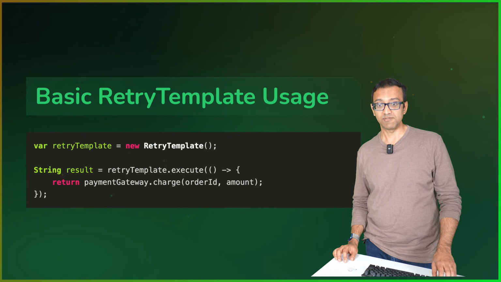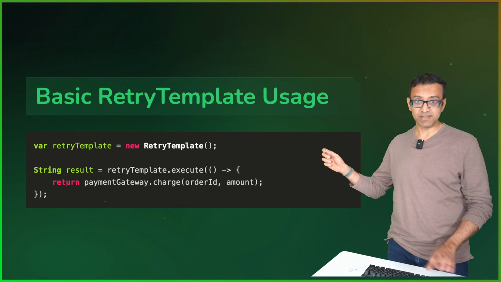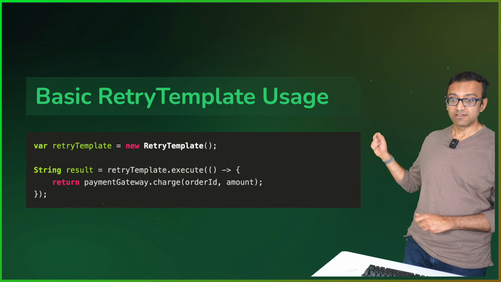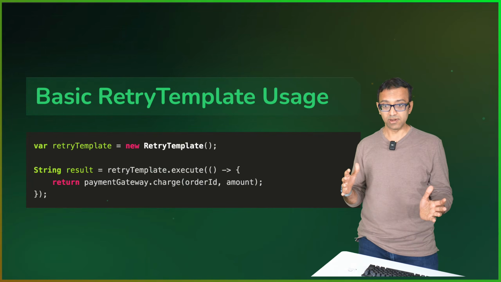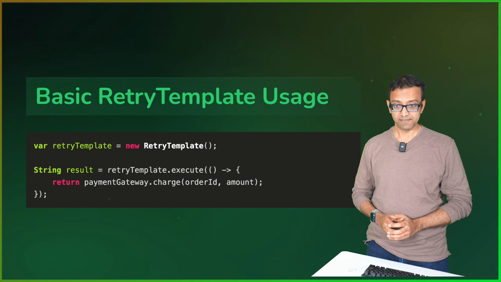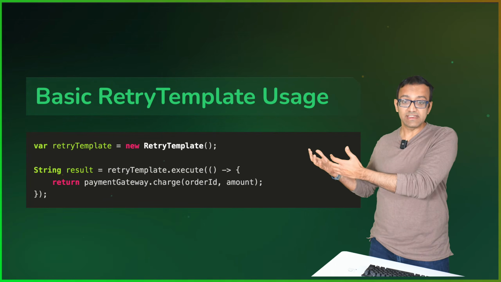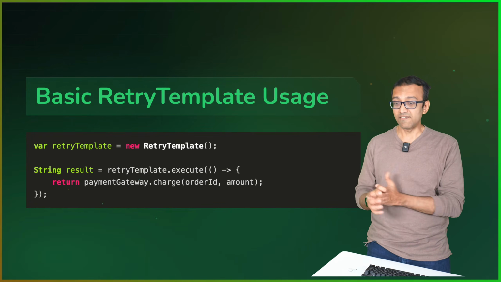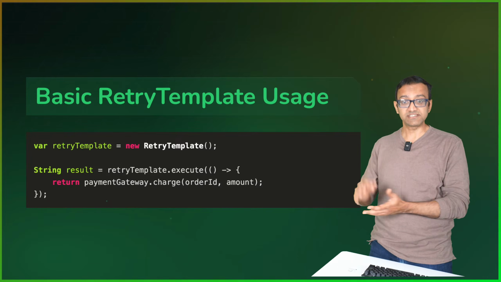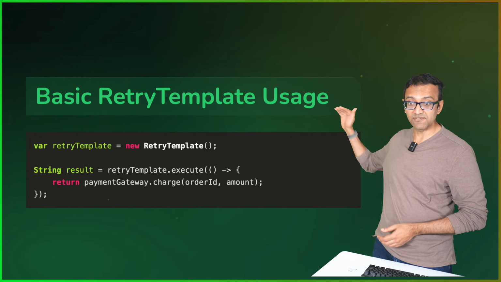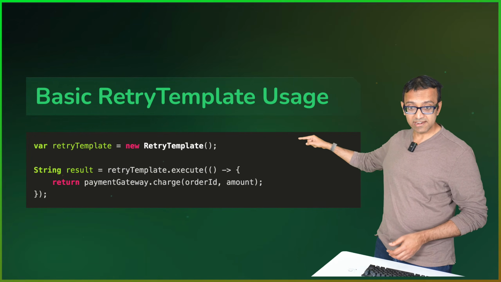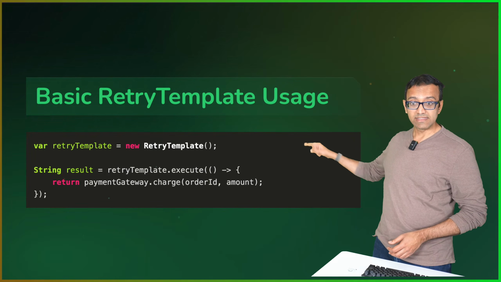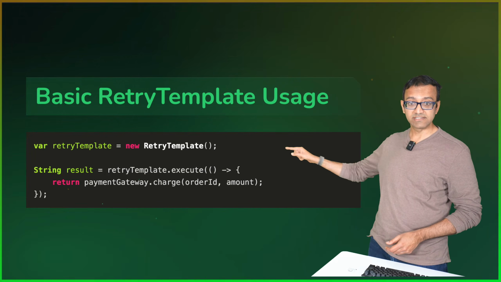Here's how it works. You create a new RetryTemplate, and then you say retryTemplate.execute and pass in a lambda. You can configure the RetryTemplate to say do this many retries, have this kind of jitter, have this exponential backoff, catch these exceptions and not those exceptions. Create a RetryTemplate, configure it all, and then use it to execute this.